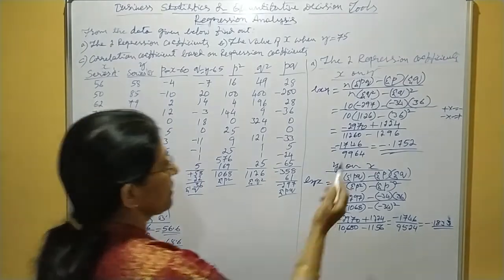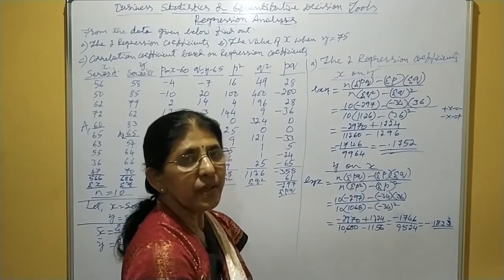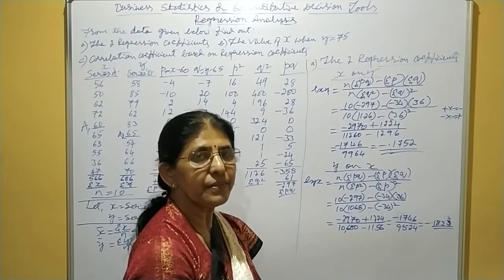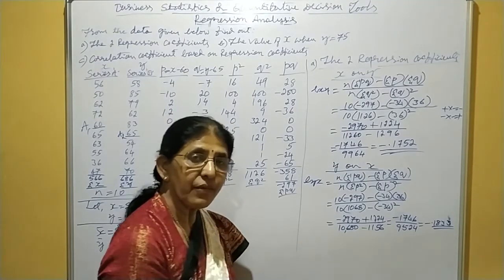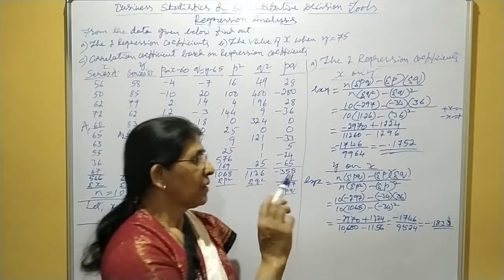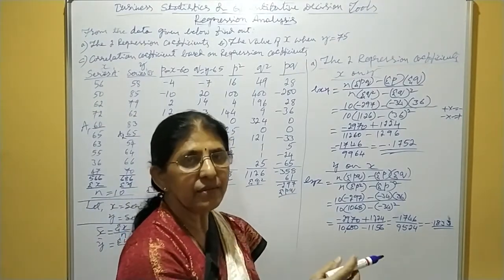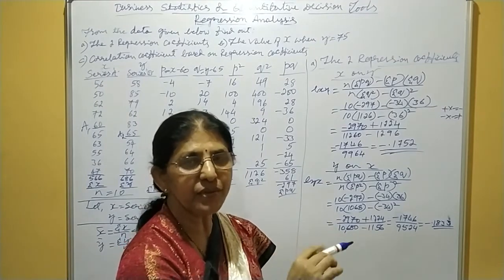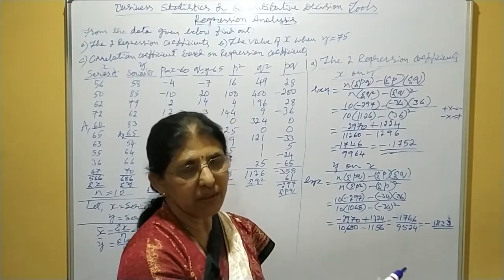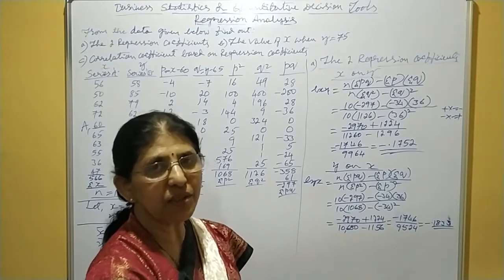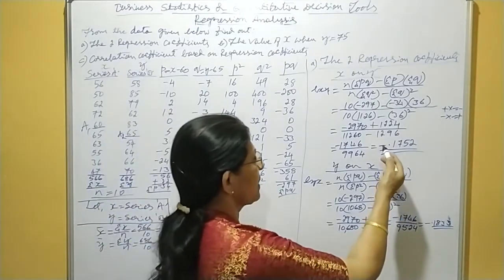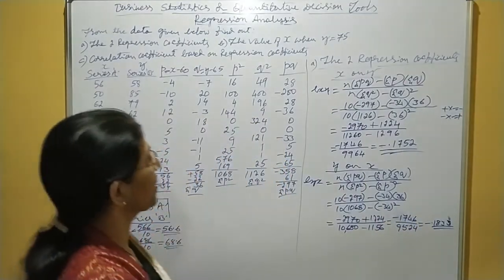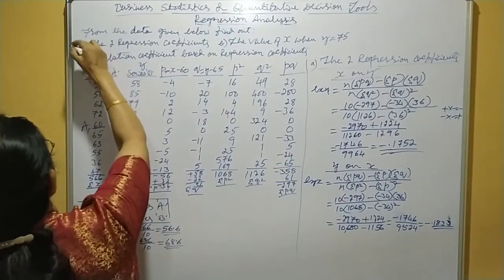Now here for a cross check, you recall one of the properties of regression coefficients. One of the properties is, if one is negative, the other will also be negative. The sign of both the regression coefficients will be the same. Look here, this is negative, this is negative. Like that you may check. Okay. Now the first question is over.